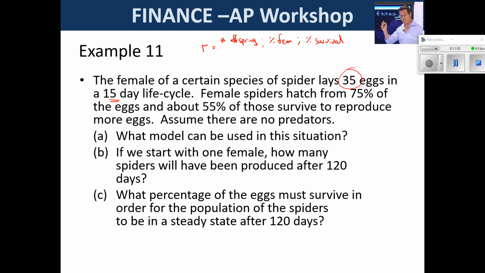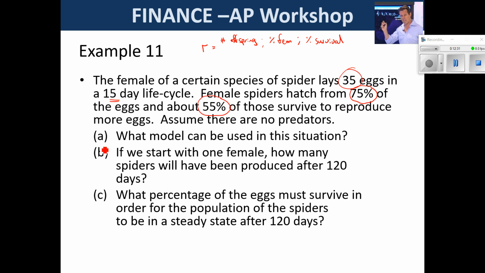Female spiders, so we know what percentage are female, which is important, 75%. 55% of these survive. So that's going to enable us to go and work out the intrinsic growth rate. But please remember the intrinsic growth rate must also take away the death rate, which in a Malthusian model is 100%, because everyone dies off and then we hatch the next set of spiders in this case. Okay, what model can be used in this situation? There is no ceiling. There is no carrying capacity. This is just exponential growth, so it's a Malthusian model.